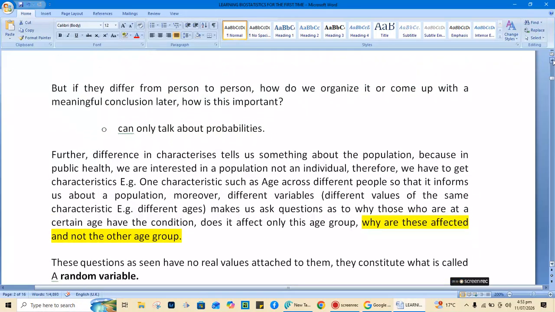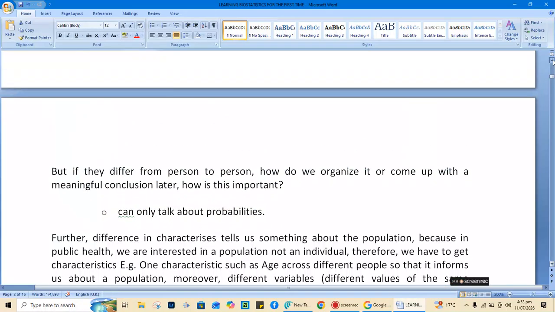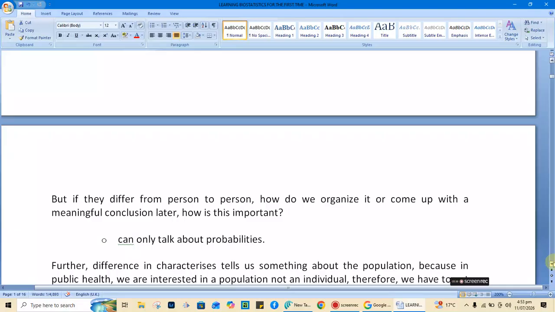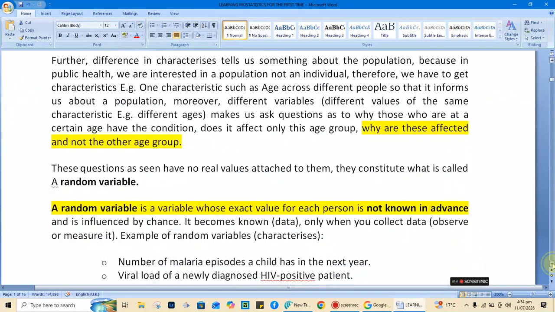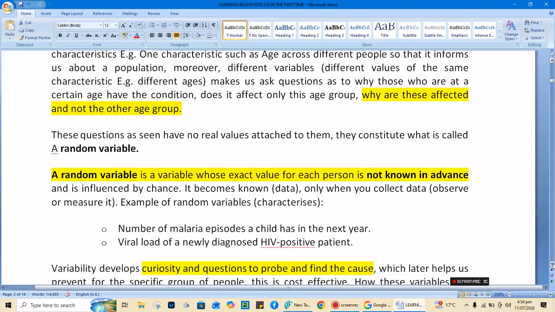Now, because you are measuring that data across different people, you're going to be able to know that maybe the disease is affecting people in this particular age group and not people in the other age group. That is going to prompt you to ask a question: why does this disease affect this group of people and not the other group of people?